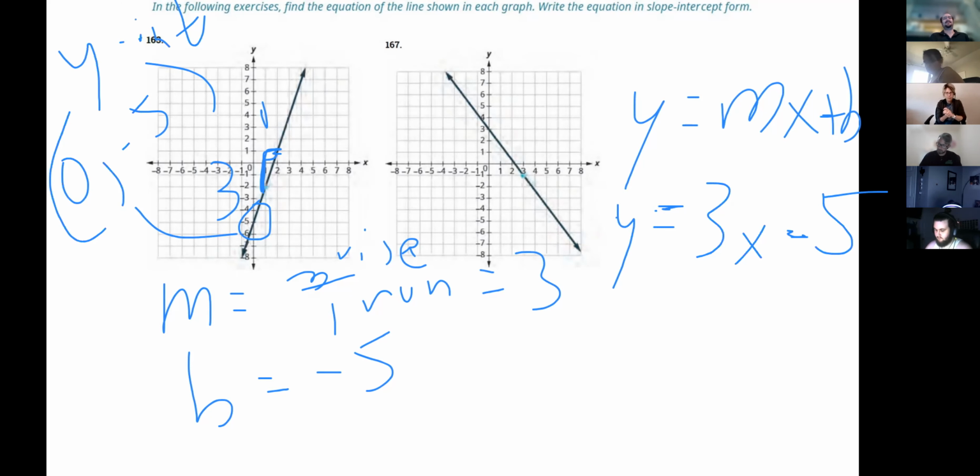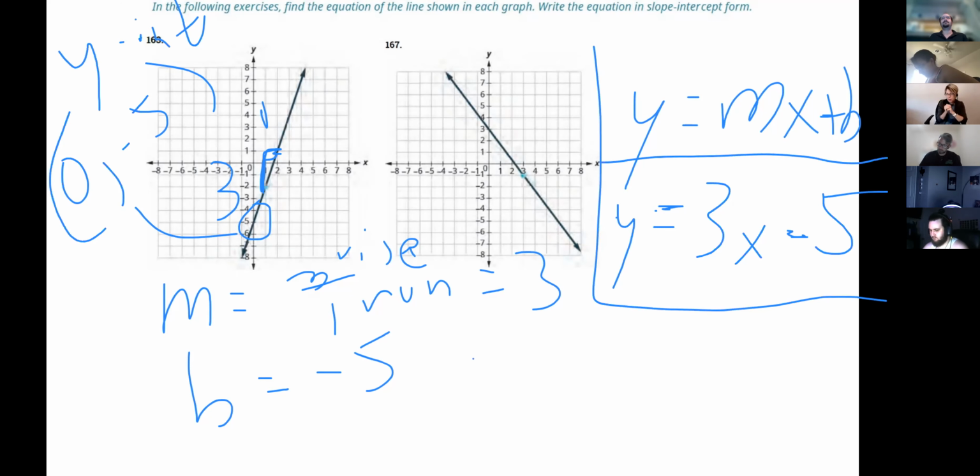Questions about this? If I give you a graph, do you think you can count the slope off the graph? Do you think you can give me that y-intercept off the graph? And then once you pick out these 2 pieces, do you think you can put it together into this equation? Yes. All right, that's what we're expecting.